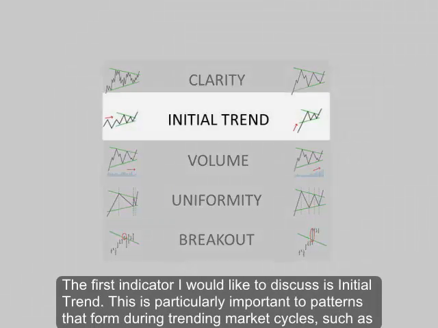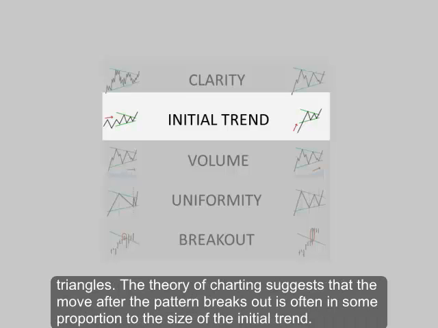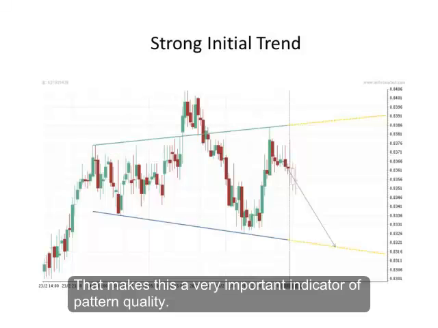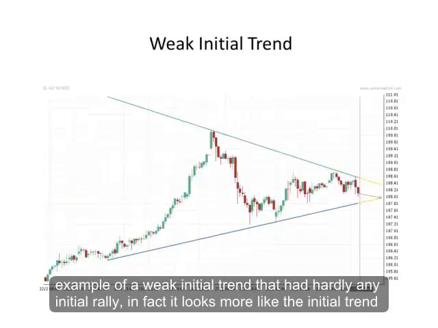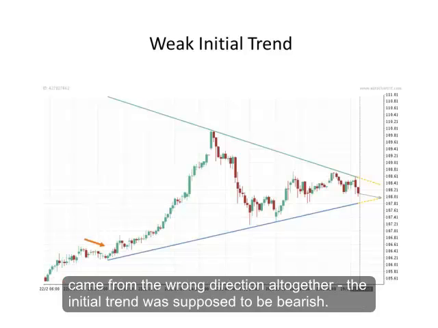The first indicator I would like to discuss is initial trend. This is particularly important to patterns that form during trending market cycles, such as triangles. The theory of charting suggests that the move after the pattern breaks out is often in proportion to the size of the initial trend. That makes this a very important indicator of pattern quality. This is an example of a strong initial trend, where the price graph made a long rally towards the first touching point of the pattern, in contrast with this example of a weak initial trend that had hardly any initial rally. In fact, it looks more like the initial trend came from the wrong direction altogether. The initial trend was supposed to be bearish.